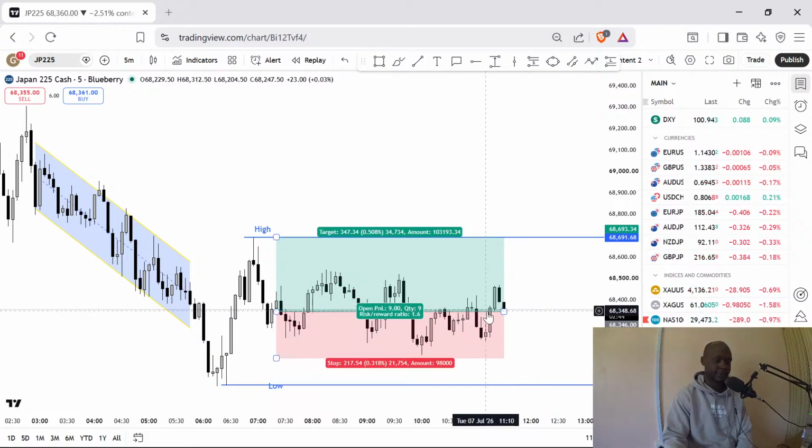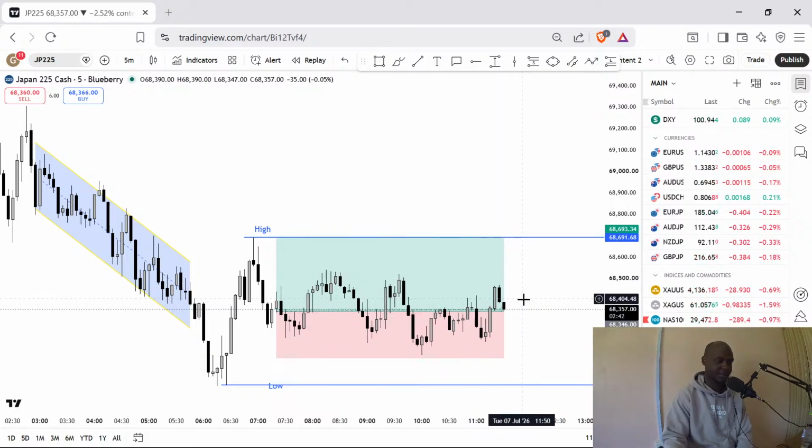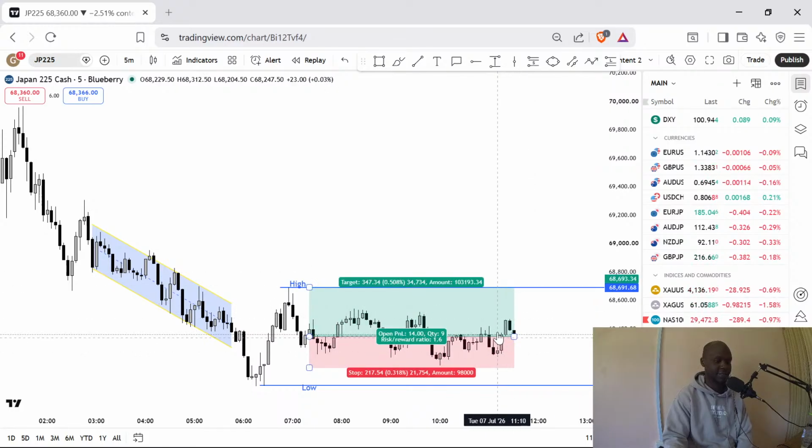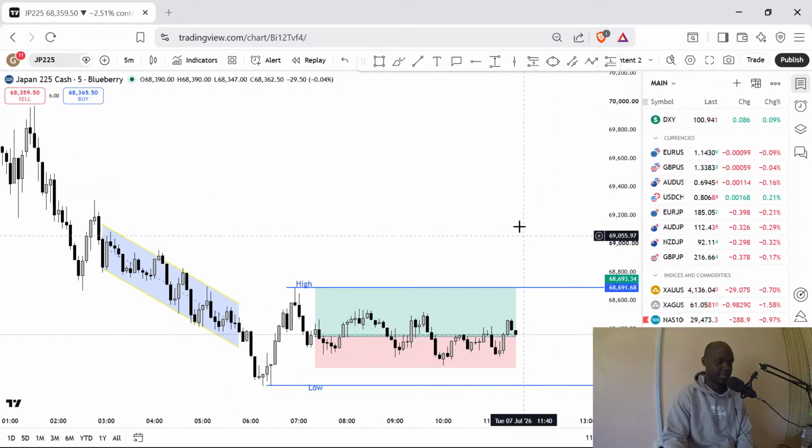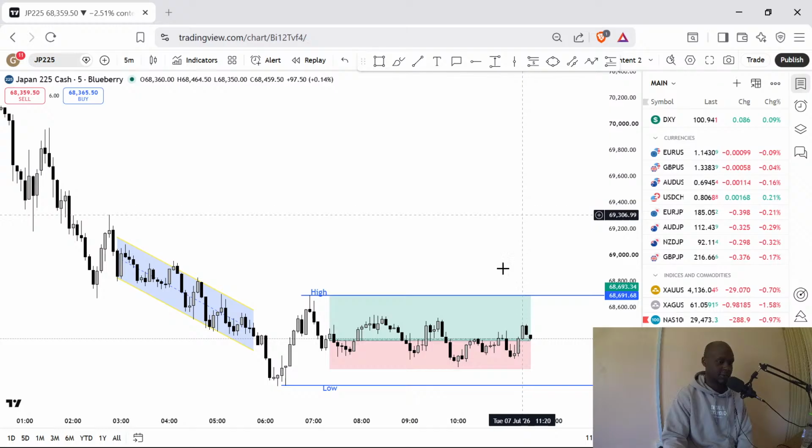Now we're going back towards my entry. I was anticipating that after these two candles, we still could get some momentum to the upside. So let's just wait and see.